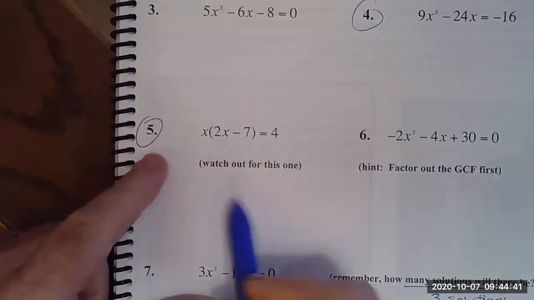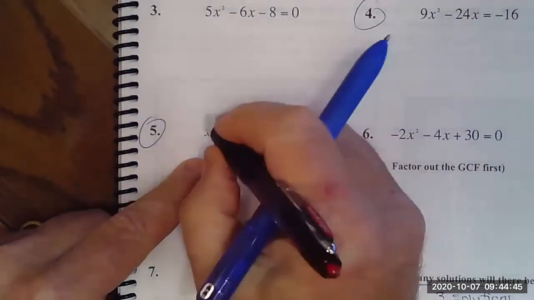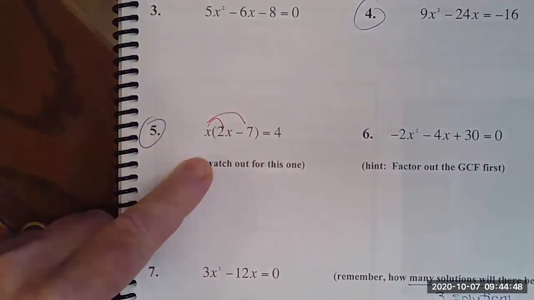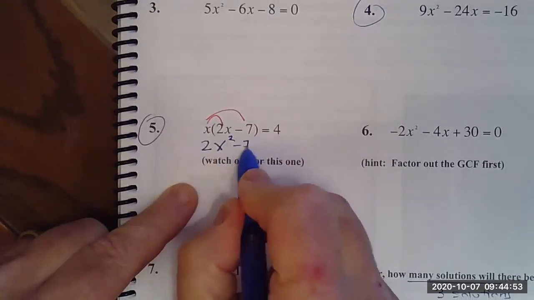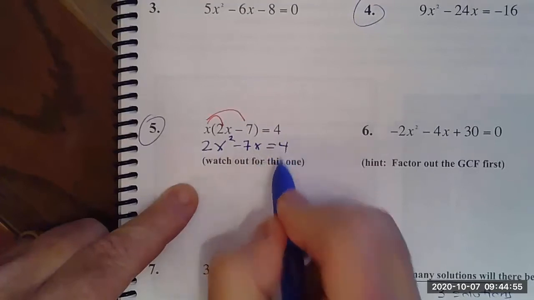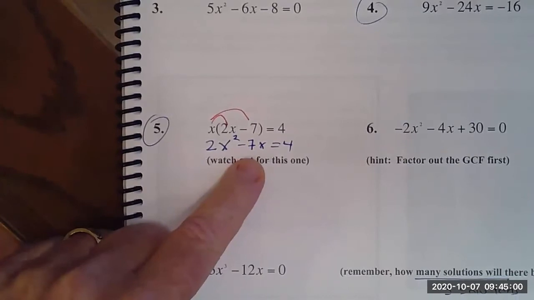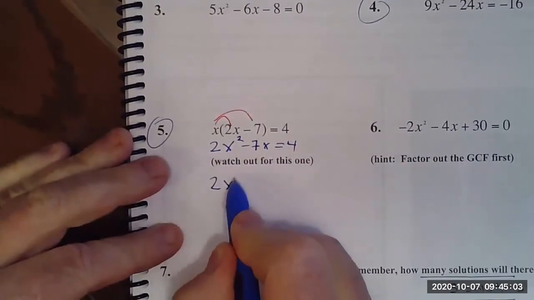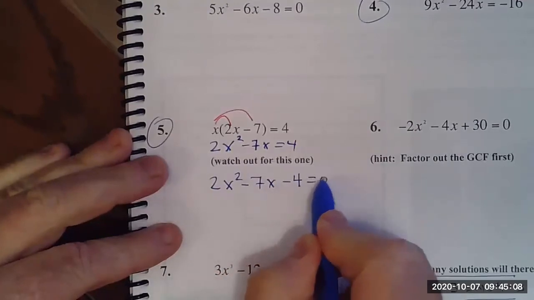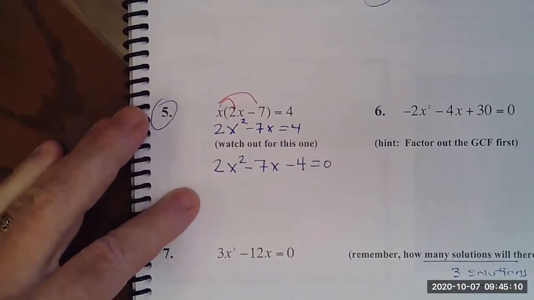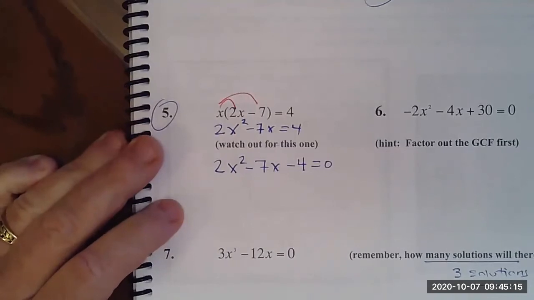I said watch out for this one. I'll do this one first. Here, I'll show you. It's tricky. So what you're going to do is make it not so tricky. Distribute. So then you got 2x squared subtract 7x equals 4. Now it's not too bad, except I got to move the 4 over. So now you go 2x squared subtract 7x subtract 4 equals 0. And now you can factor. I'll factor this one, not grouping. I'm not going to do the British on this one.